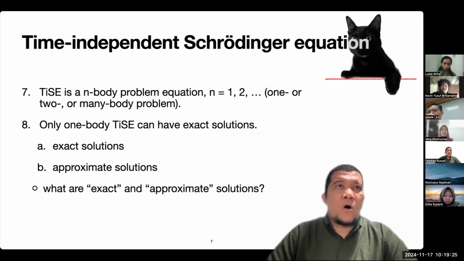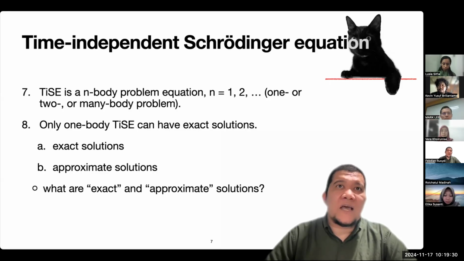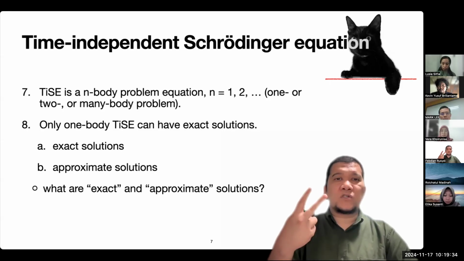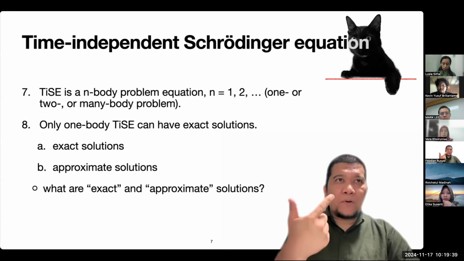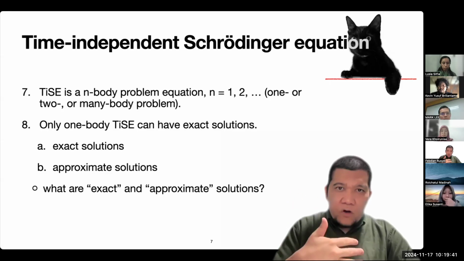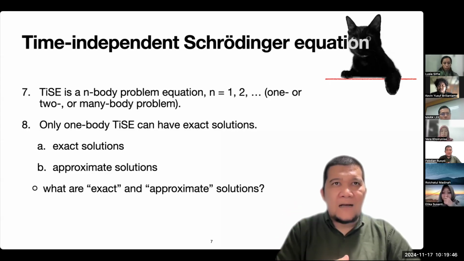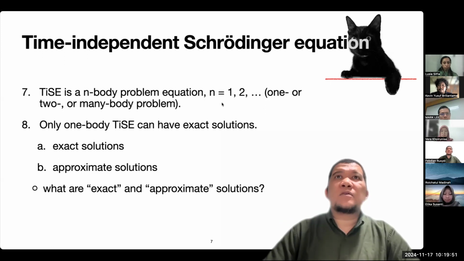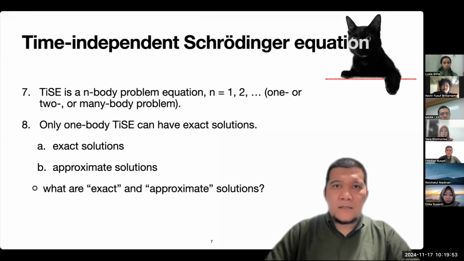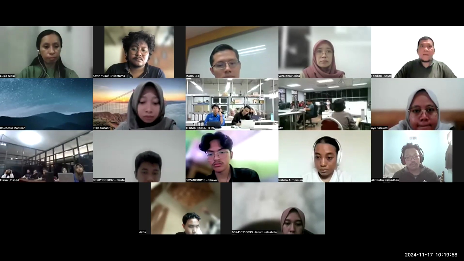Unfortunately, only the one-body time-independent Schrodinger equation can have exact solutions. So we have two kinds of solution in mathematics: exact solutions and approximate solutions. And before we go further, we need to understand what exact and approximate solutions are. For that, I will share an example. I will stop sharing and use another window.